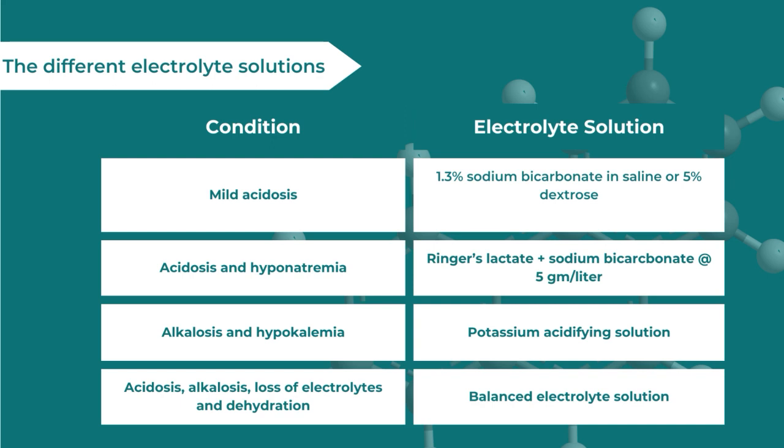Ringer's lactate plus sodium bicarbonate at 5 grams per liter for acidosis and hypokalemia. Potassium acidifying solution for alkalosis and hypokalemia. And balanced electrolyte solution for acidosis, alkalosis, loss of electrolytes, and dehydration.